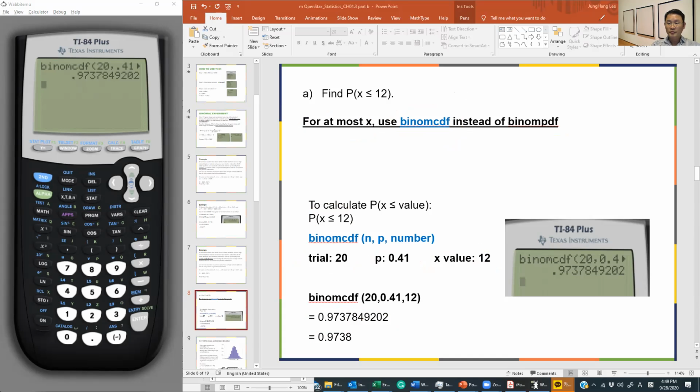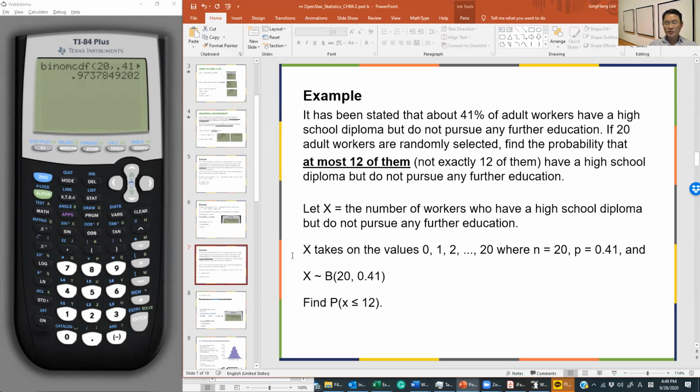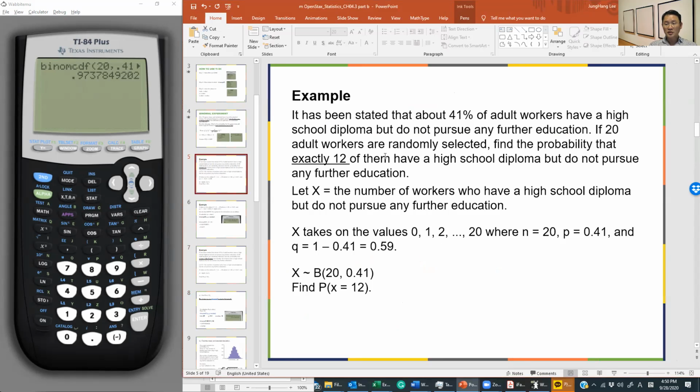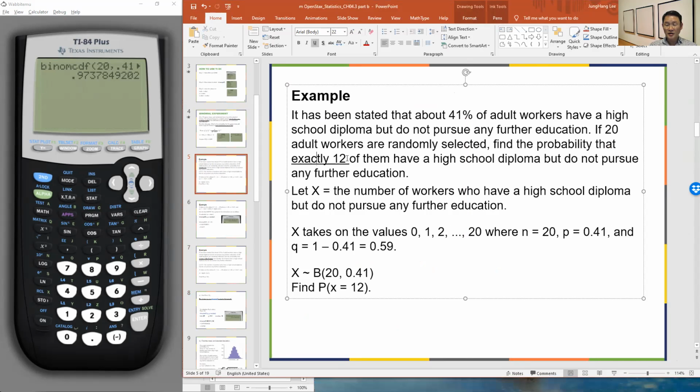Okay, so let's go back. What's the difference between this question and, for example, if I go back to page number 5, this question? This is the original question. It says exactly 5. Exactly 5.